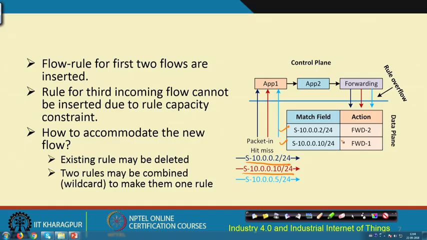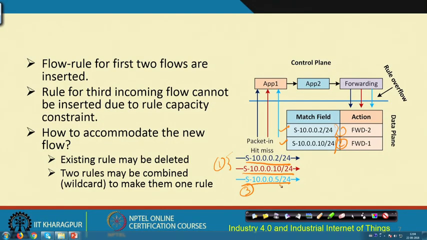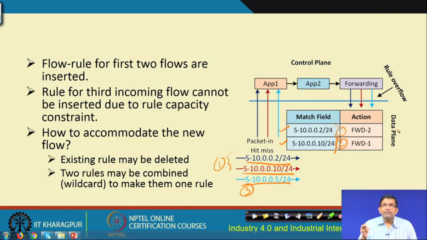Now, let us say that you have a third incoming flow that comes. This is this third one. So, the first and second are already dealt with and stored over here. Now, the third one comes. Let us say that this particular TCAM memory can store only 2 flow rules. The third one comes and it will have to be inserted, given the constraint, in this particular table, or how do you deal with it? How do you accommodate this new flow?